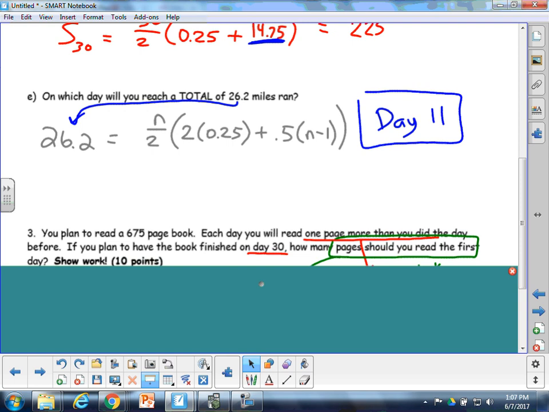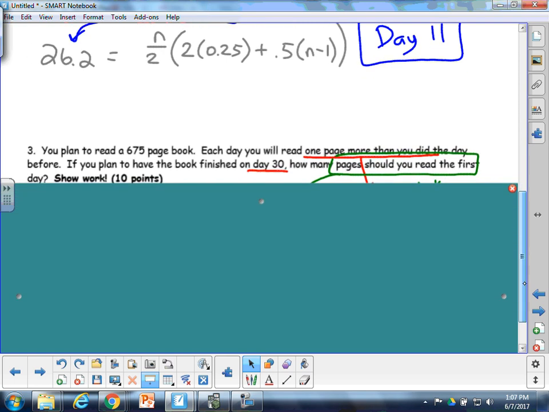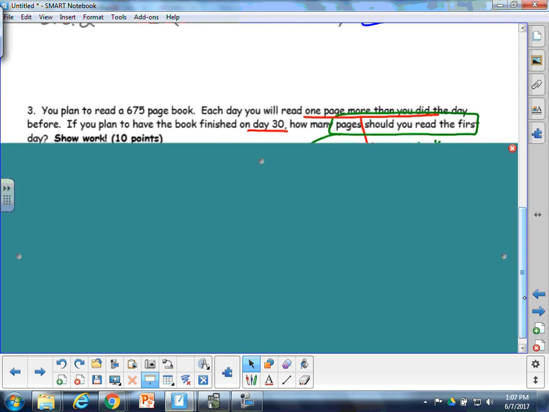Okay, all right, one other problem. Let's say you plan to read a book, 675 total pages, and you want to read one page more each day than you did the previous day. You want to finish the book in 30 days. How many pages should you be reading on day 1?